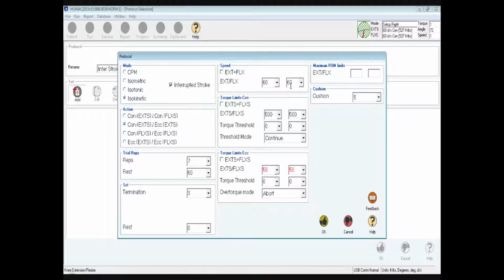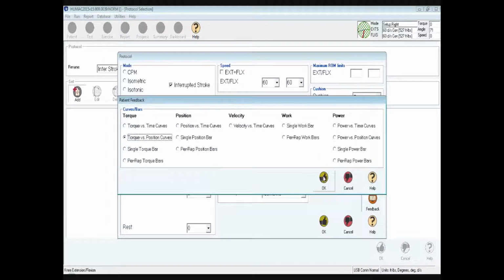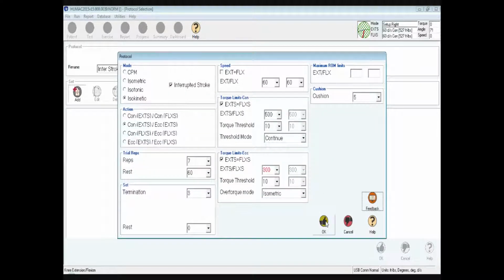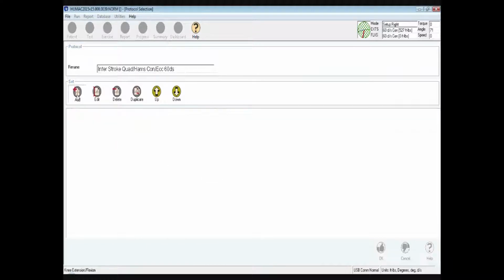Keep the speed at 60 degrees per second in both boxes. Keep the torque limit at a maximum and set torque threshold to 10 foot-pounds. Keep threshold mode on Continue. For the eccentric torque limit, also set this to a maximum with a torque threshold of 10 foot-pounds and over torque mode set to isometric. Keep the feedback on torque versus position. Click OK to exit and click Add to write the second set.